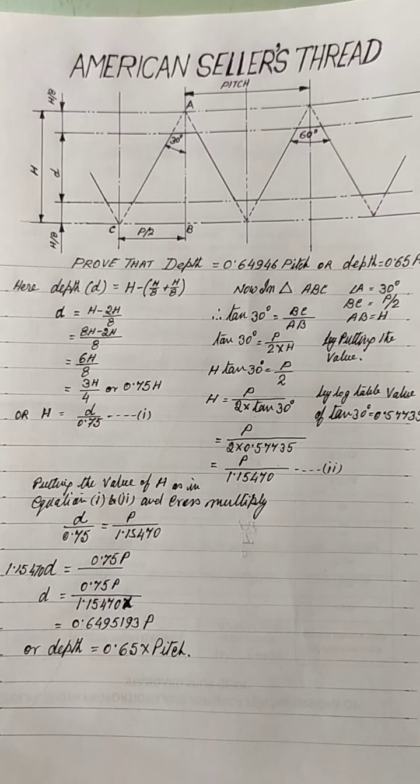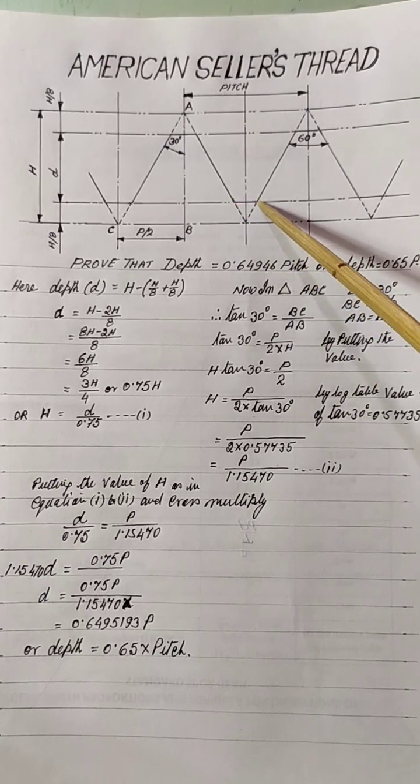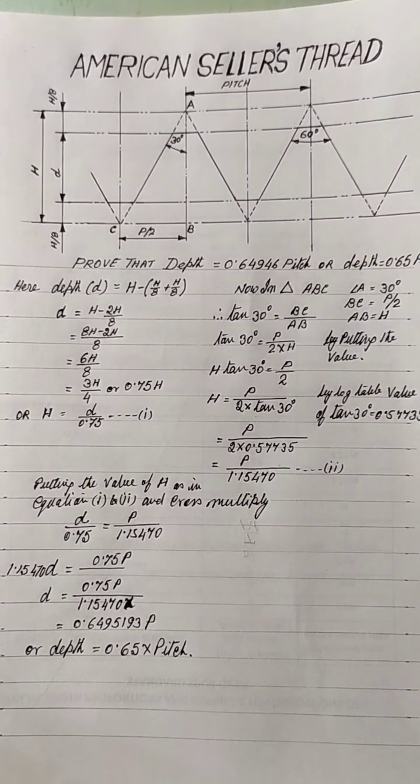In this figure, in BSW thread, what happens? The crest and the root are rounded up. But in Metric thread or American sailor's thread, the crest is flat, and the root is also flat. Okay, so here how this formula is derived, we will discuss.